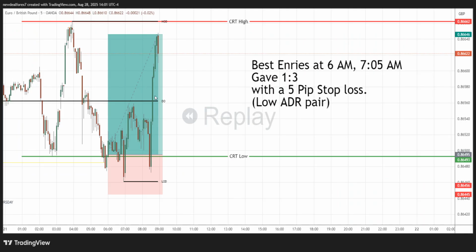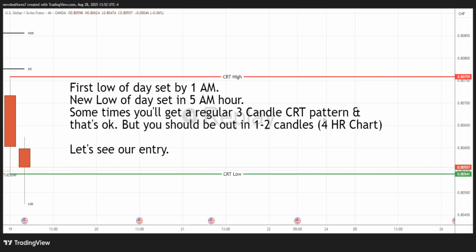If you can catch a good move and get 1 to 3, this one trade right here was 1 to 3. All right, this was a 5 pip stop loss and a 15 pip take profit, but it's still 1 to 3. So if you take a $10 position and get 3 times that, you made $30. If you're risking $100 on this, you just made $300. So either way, it's still 1 to 3. So take what you can get. But this was on Euro Pound, which is a low ADR pair, so it doesn't move a lot.